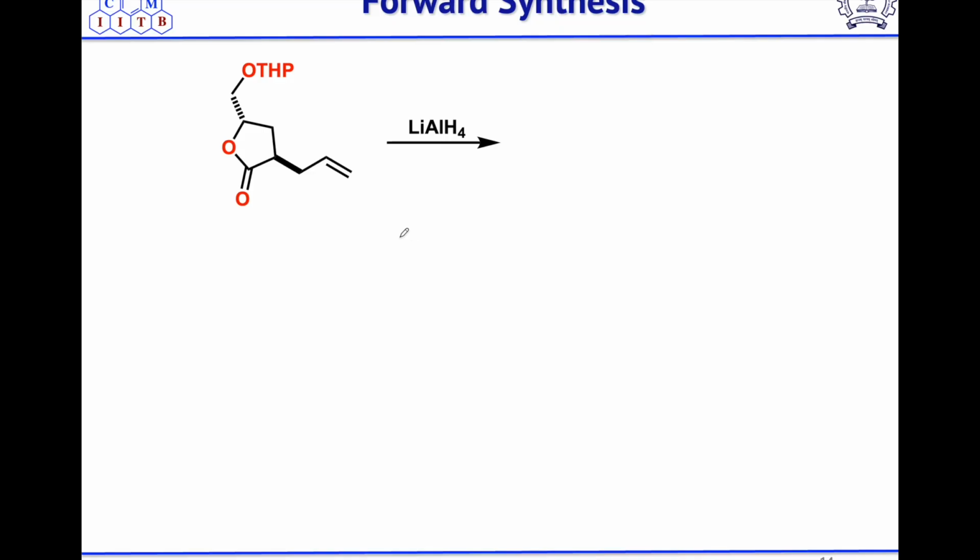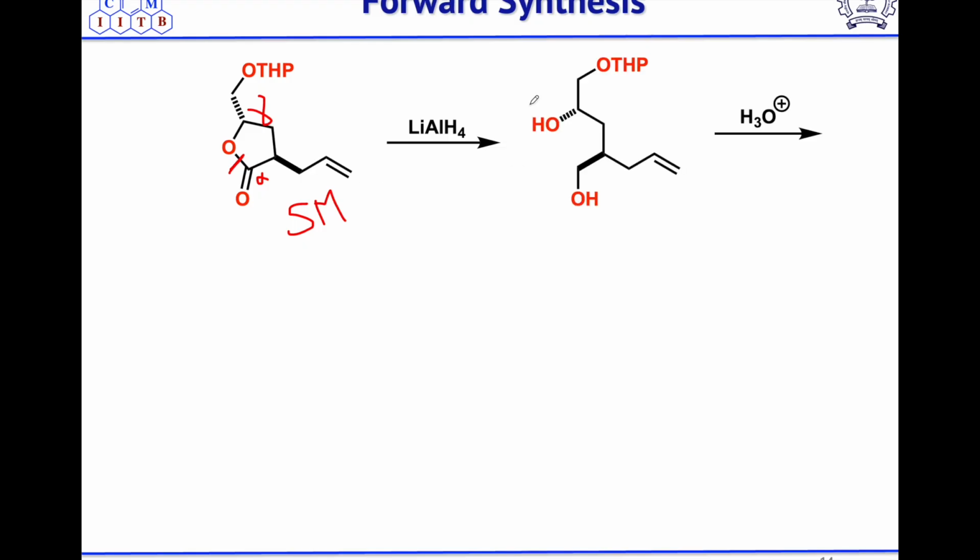If you see this, this is the lactone, the starting material. Now we have to do the reduction of this. This is the alpha, beta, gamma lactone, so this is the gamma lactone. If we do the reduction of this lactone, we will get this C-O disconnection, and we will get a secondary alcohol at this carbon and a primary alcohol at this carbon. So this is the primary alcohol and this is the secondary alcohol.